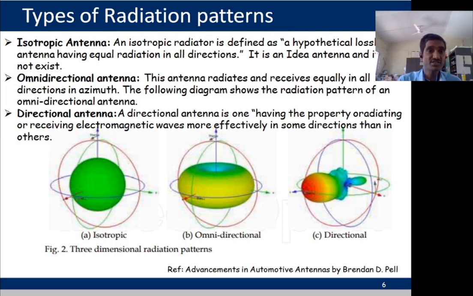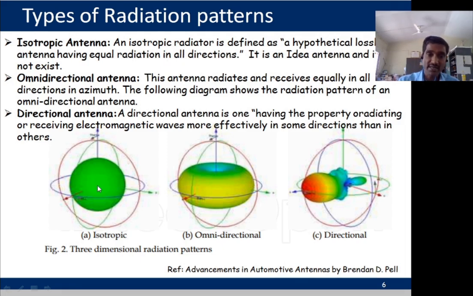Second is an omnidirectional antenna or omnidirectional radiation, and third is a directional antenna, or one can say directional radiation. So first, the isotropic antenna or isotropic radiation. This type of radiation does not exist in real life. It is hypothetical. An isotropic antenna or radiation is nothing but a hypothetical lossless antenna having equal radiation in all directions.